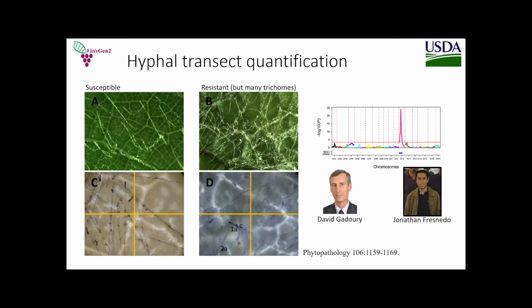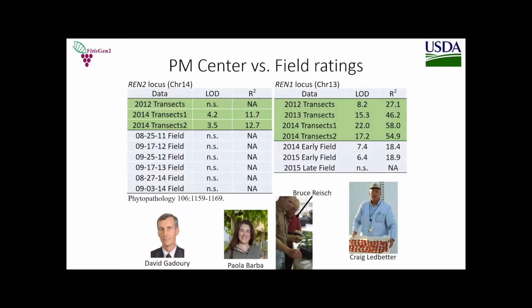So these panels C and D are leaf samples that we've cleared the chlorophyll and stained the fungus with a blue stain. The yellow lines represent an imaginary line through the middle of the leaf disc, the horizontal middle and the vertical middle of the leaf disc. And every time one of these lines crosses a hypha, we count it. And the more hyphae there are, the more susceptible it is. And this translates very nicely into identifying QTL underlying disease resistance.